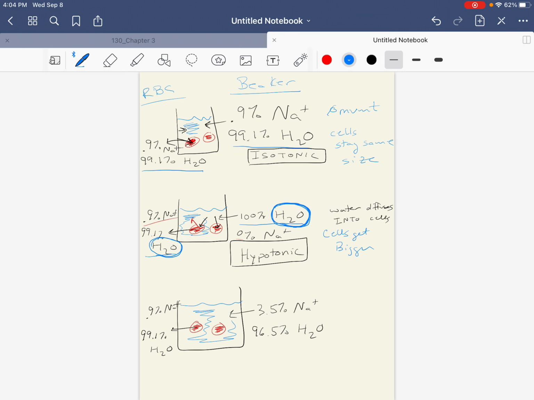And then, of course, we have our last example. You should be old hat at this by now. We're going to compare the water. Inside the cell, we have 99.1% water. Outside the cell, we have 96.5%. So we have more water inside the cell. So water will diffuse from higher concentration inside the cell to lower concentration outside of the cell. Water diffuses out of the cell.